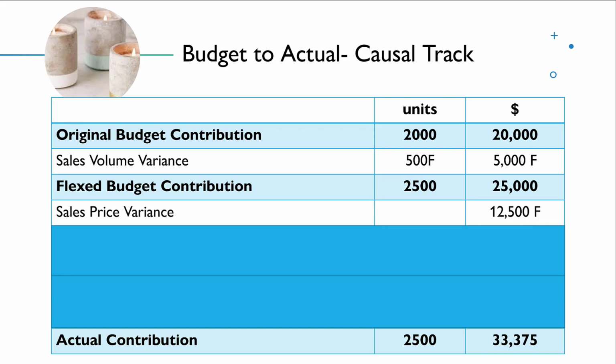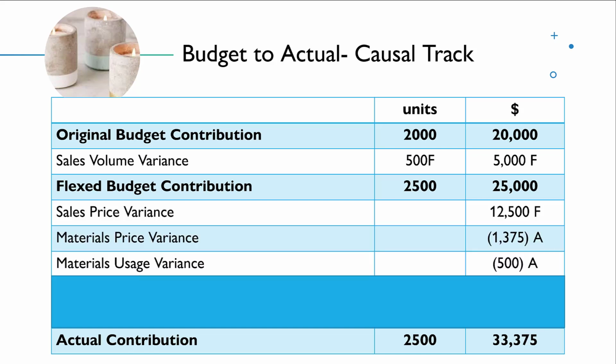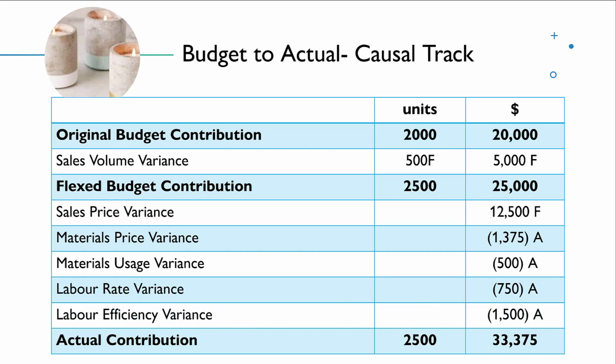And that meant our flex budgeted contribution is now 25,000 and not 20. Next, we have our sales price variance. That is favourable because we sold them at a higher price than budgeted. The material price and usage variances, though, were adverse. And so were the labour rate and efficiency variances. But because we have an increase in volume at a higher price, those have been offset. And therefore our actual contribution is 33,375.